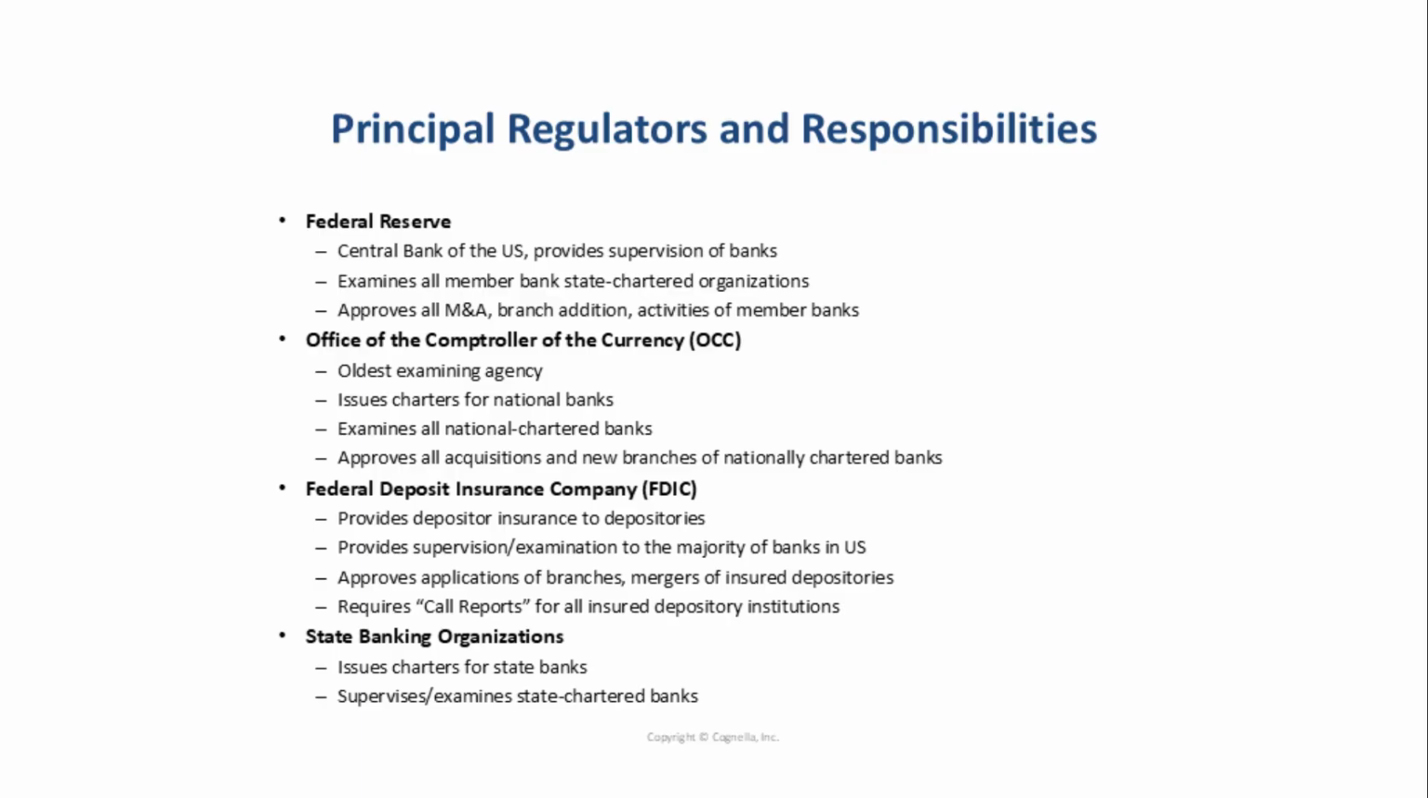Let's look at the principal regulators. The Federal Reserve supervises member banks, approves mergers, and oversees other activities. The Office of the Comptroller of the Currency, or OCC, is the oldest agency and charters national banks. The FDIC insures deposits, supervises most U.S. banks, and requires call reports. Finally, state banking organizations issue charters for state banks and provide oversight at the local level. Together, these agencies form a safety net of supervision.